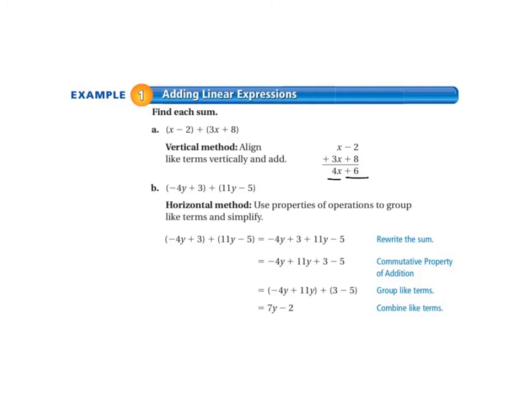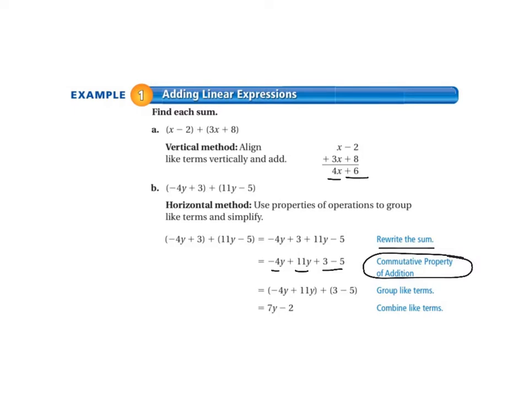Letter B, negative 4y plus 3 plus 11y minus 5. We're going to use the horizontal method, which means we use properties of operations to group like terms and simplify. So we rewrite the sum, and what they've done here is they've just rewritten it without the parentheses, and then they use the commutative property of addition to move the like terms so that they're next door to each other.